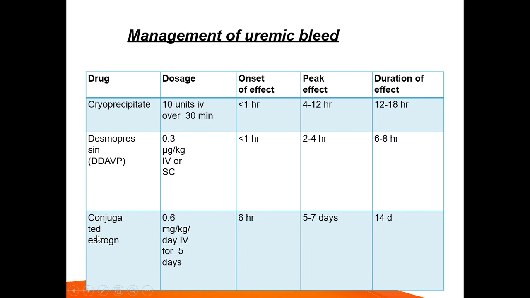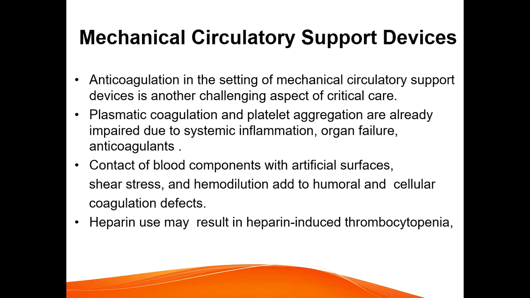And conjugated estrogen, again we're not able to get this because we did do research for this. Many of our uremic patients bleed, but this is what is recommended. And this is supposed to have maximum duration of action, so by then I'm sure your patient will stabilize. If you give it for 5 days, you have a time window of 14 days. So this helps in reducing the bleeding and subsequently the blood products requirement.